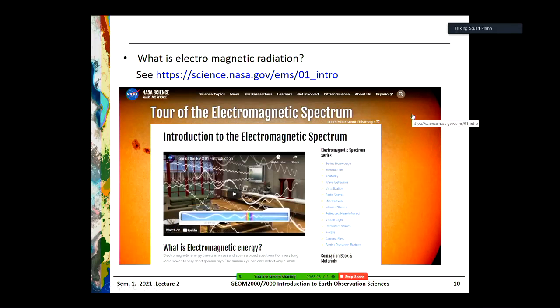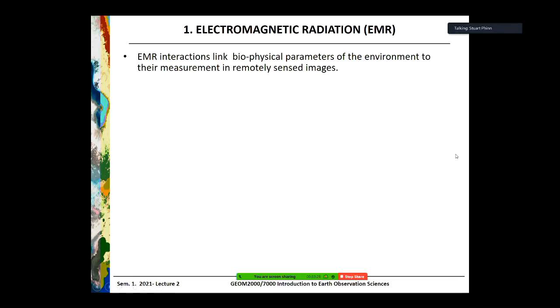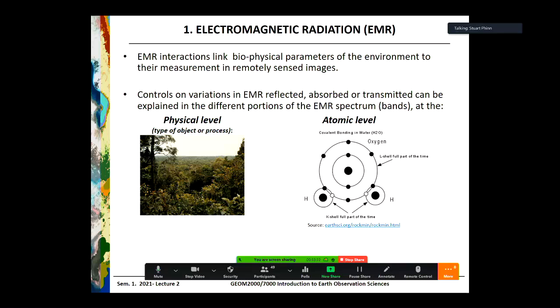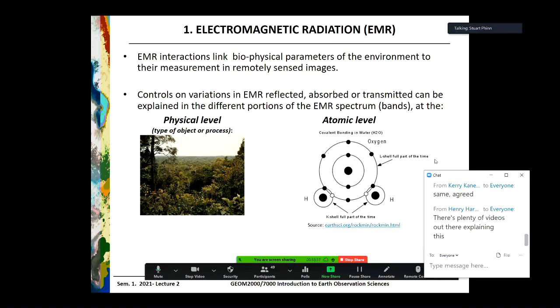Okay, so quick overview there. Now diving into the critical part that we're going to deal with in the class here and link things through.